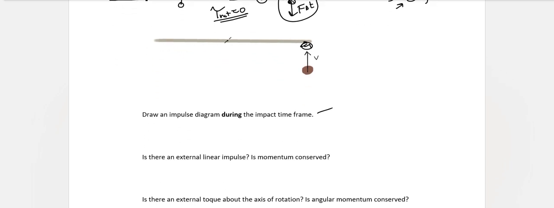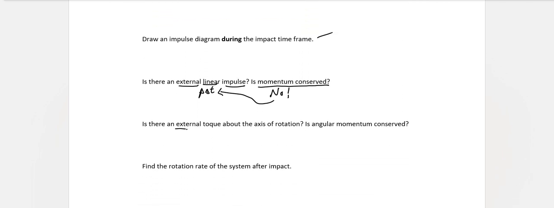2. Is there an external linear impulse? Yes, I discussed that. That P delta T is an external linear impulse. Is momentum conserved? No, because of this.